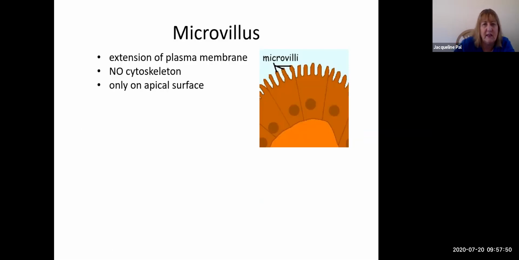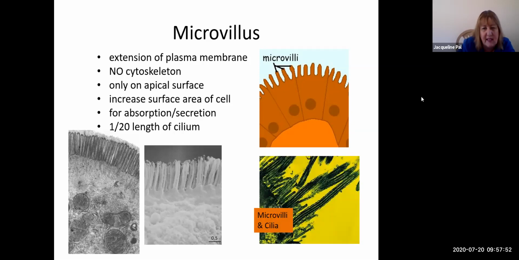Sorry, so here is a cell. There's where the plasma membrane would be. Here are microvilli, and then here are cilia. And if you notice, you can see the cytoskeleton within the cilium itself.